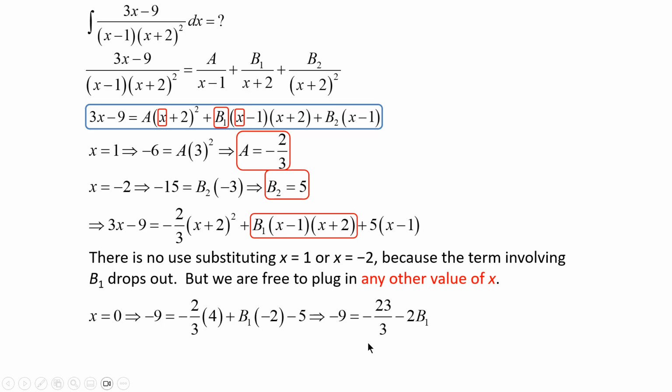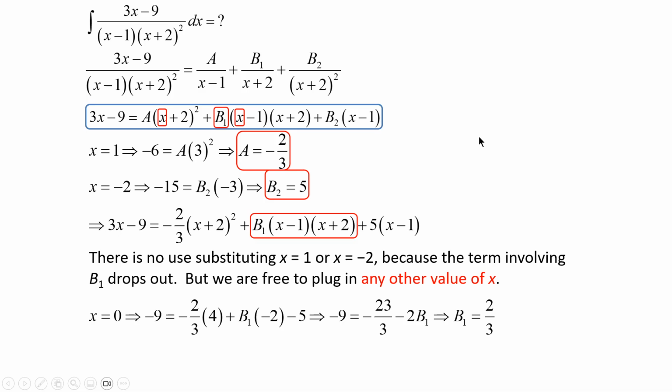Now let's add 23 thirds to negative 27 thirds, and that's going to be negative 4 thirds. So if I take negative 4 thirds and divide by negative 2, I've got 4 over 6, which is 2 thirds. And there it is, 2 thirds. Look at me, Mr. Arithmetic.